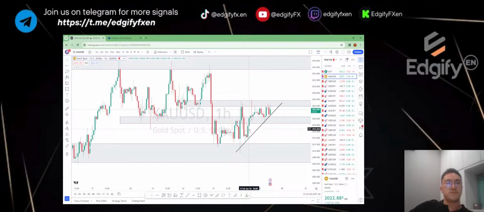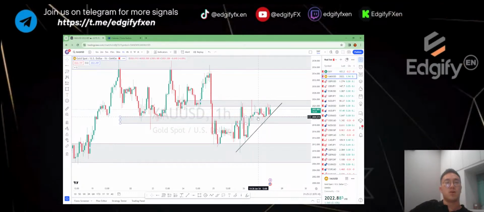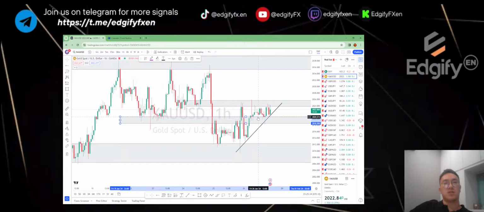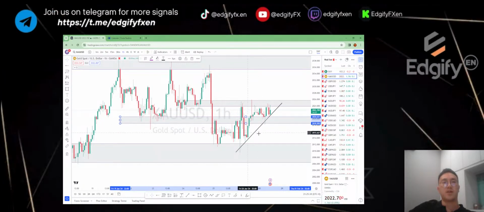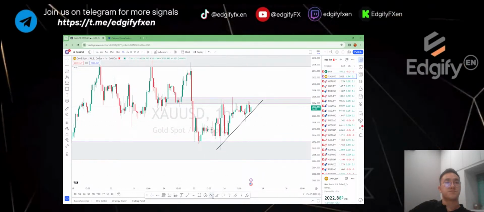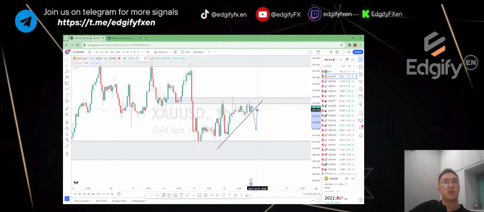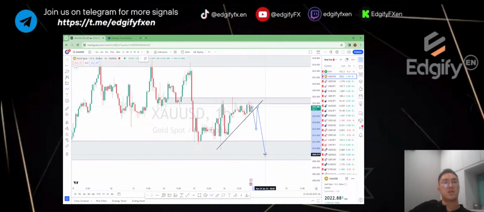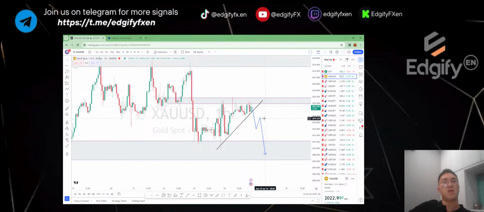So eventually it broke up and then it became support again. But I'm not going to use this because, to me, it's an invalid zone already, right? So I'll be using basically these two zones here. If I want to take a sell, I would want to see the price drop below, do a retest, and then I'll start selling. Right, so this is what I want to see for gold.